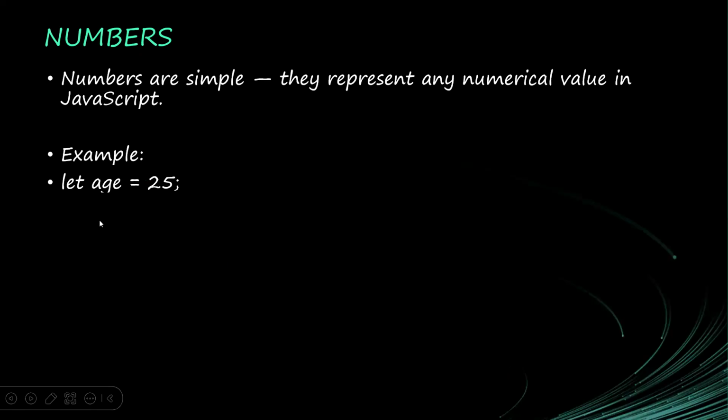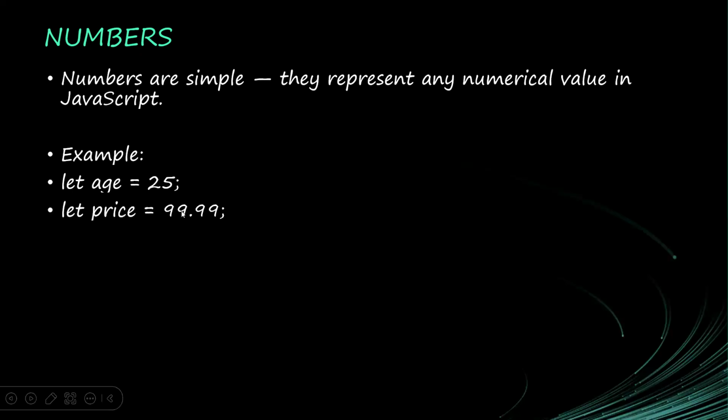So here we are saying let age equals 25. Here we are declaring a variable and assigning a value, so we are doing variable initialization. 25 is the data that we are storing in this variable, and the type of data is numerical data. It is number. So number is the type.